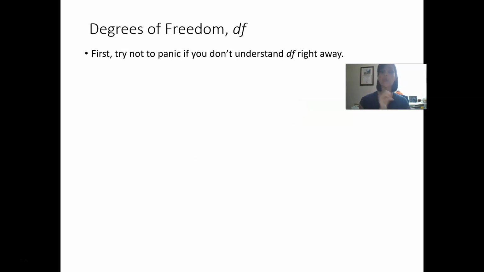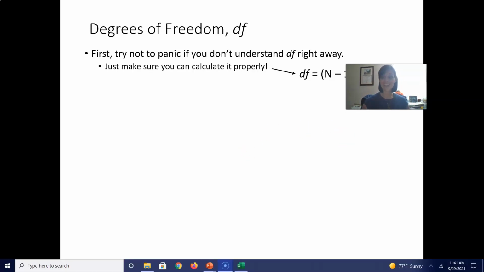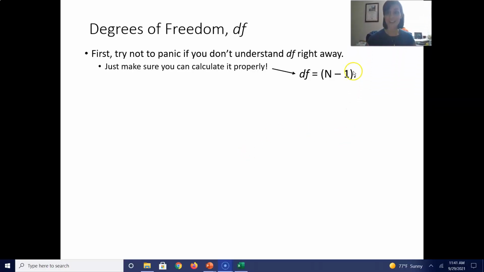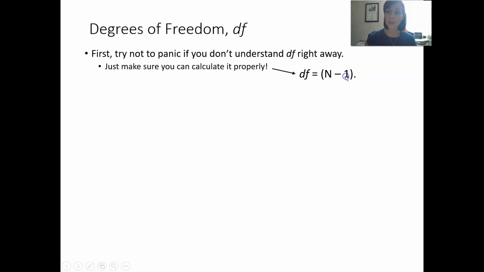Don't panic if you don't understand this right away. First of all, I'm happy to explain it to you, and at some point, this is going to click for you. Just make sure that you know how to calculate it for now. Your degrees of freedom are your sample size minus 1. When I get to class next Tuesday, I will show you the logic behind degrees of freedom and why it's n minus 1. But for right now, you just need to know what it is. It's the number of people in your sample minus 1.